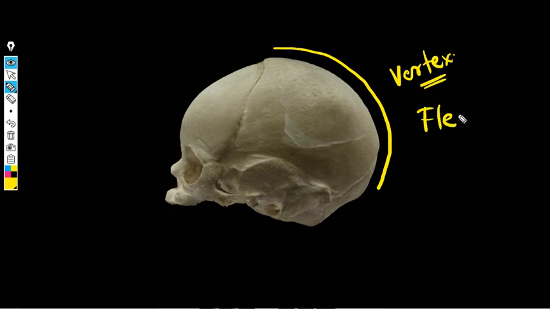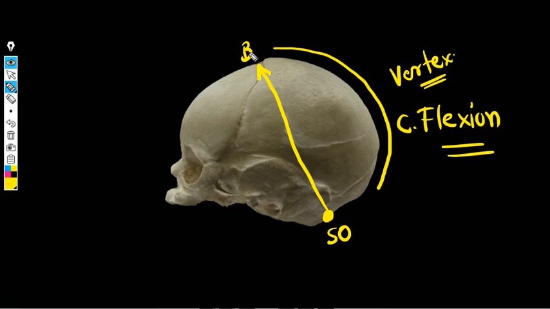If the head is very flexed in labor, complete flexion is there, the engaging part will be the vertex, and the diameter of engagement will be suboccipitobregmatic. So the suboccipitobregmatic diameter is engaged when there is a complete flexion and vertex as the presenting part. It's around 9.5 centimeters.